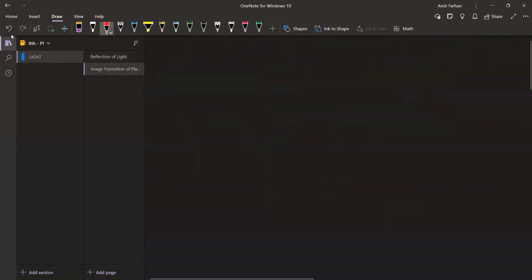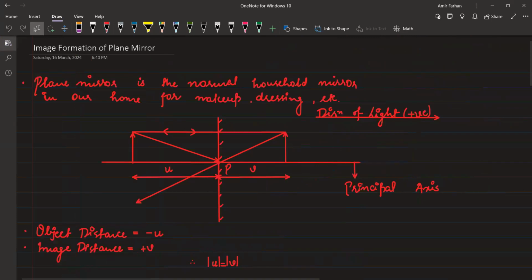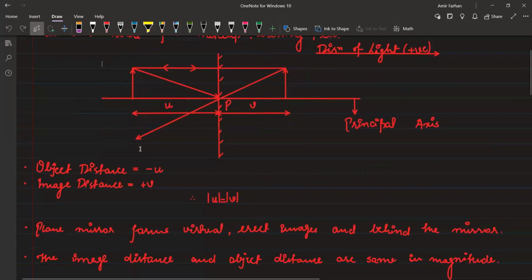So in the last class, we have done the image formation of a plane mirror, right? So plane mirror basically forms which kind of image? Can anybody tell me, real inverted or virtual erect? Virtual erect. Okay, Mariam said virtual erect. Yes, it is virtual and erect. You can see from the diagram itself. Yes or no? Yes, sir.